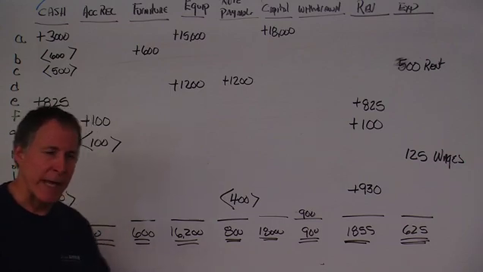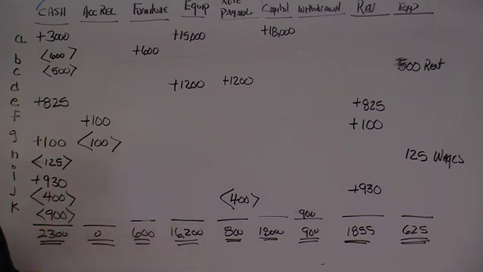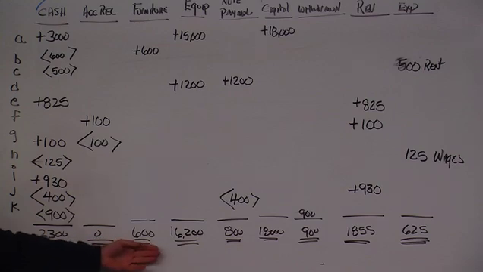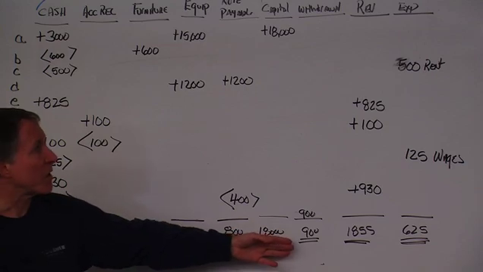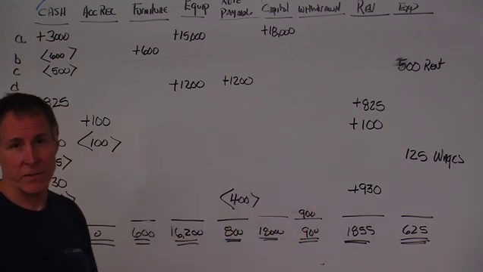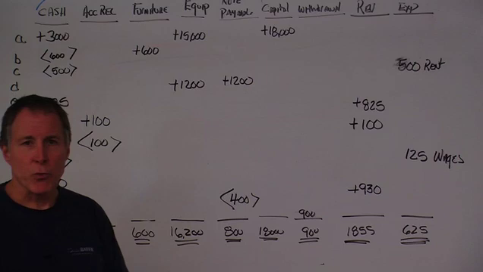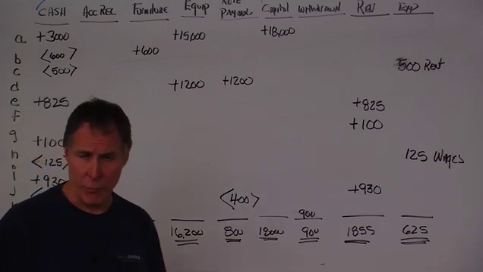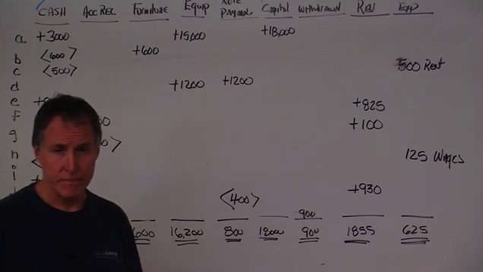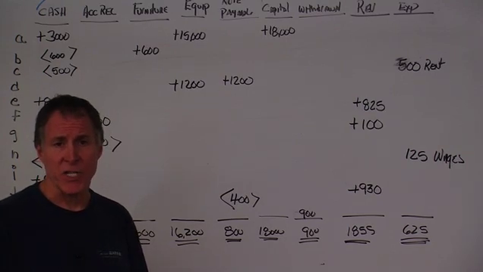Okay, we're back, and we happen to have those balances all listed across here. You can see that I have the ending cash balance, the ending receivable balance, the ending furniture balance, the ending equipment balance, the notes payable, the capital, the withdrawals, the revenues, and the expenses. What I'm trying to help you understand is that we have three financial statements that we're going to be using: the income statement, the statement of owner's equity, and the balance sheet.